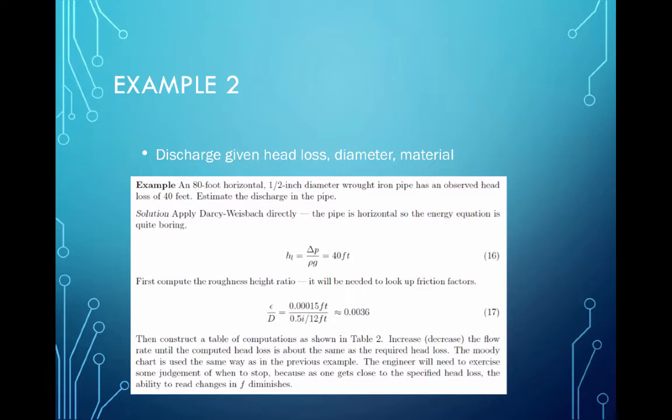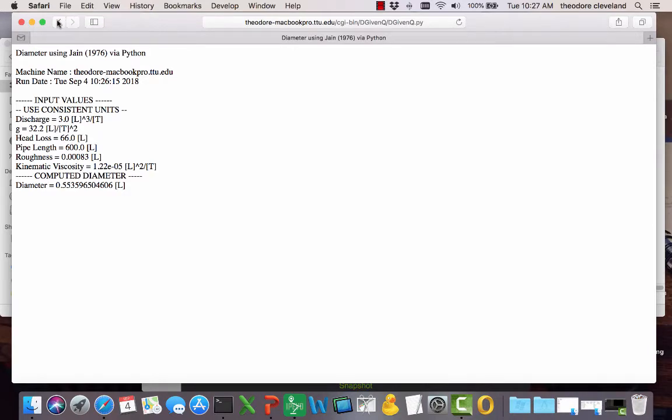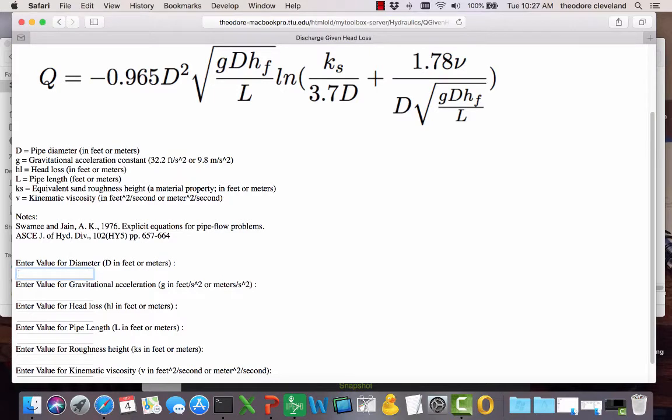So we have an 80-foot pipe, a half-inch diameter. We'll convert that into feet in a second. Head loss is 40 feet, and we want to know what Q is. And wrought iron pipe. Okay, so 0.5 divided by 12 is 0.041 feet, and now we have everything we need to do. We'll go ahead and go to our online toolkit. We want discharge given head loss. Value in diameter is 0.041.